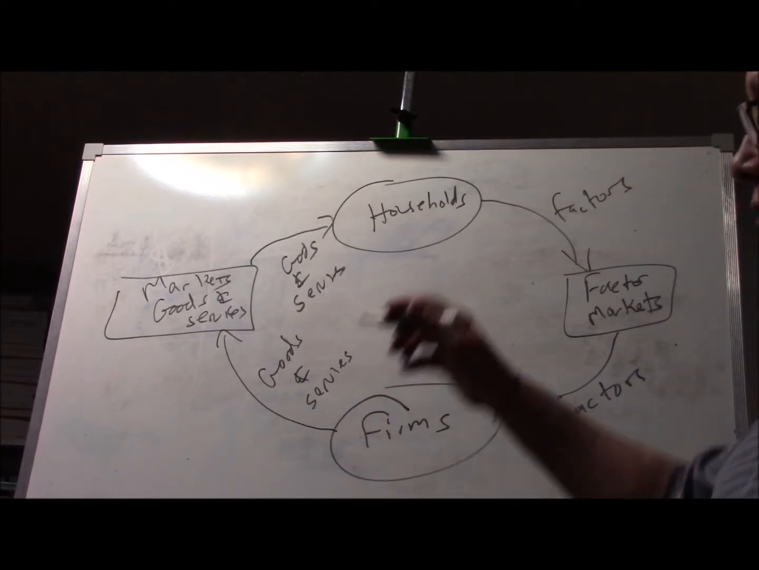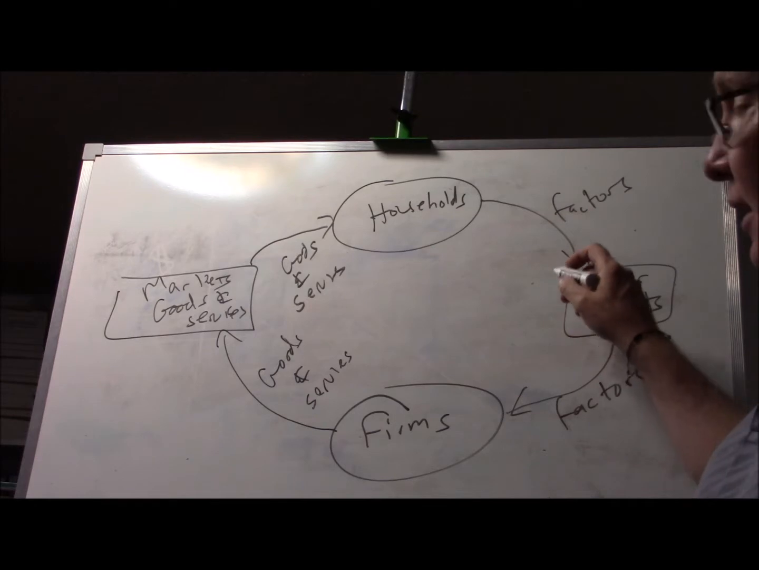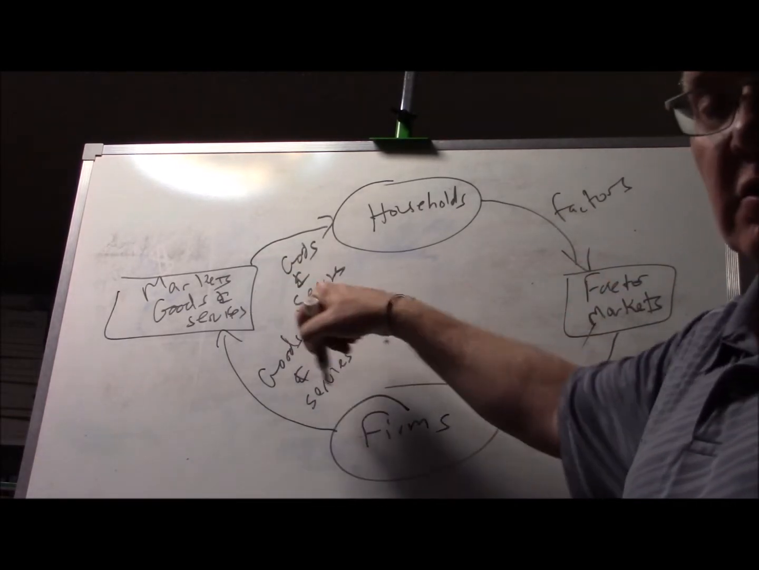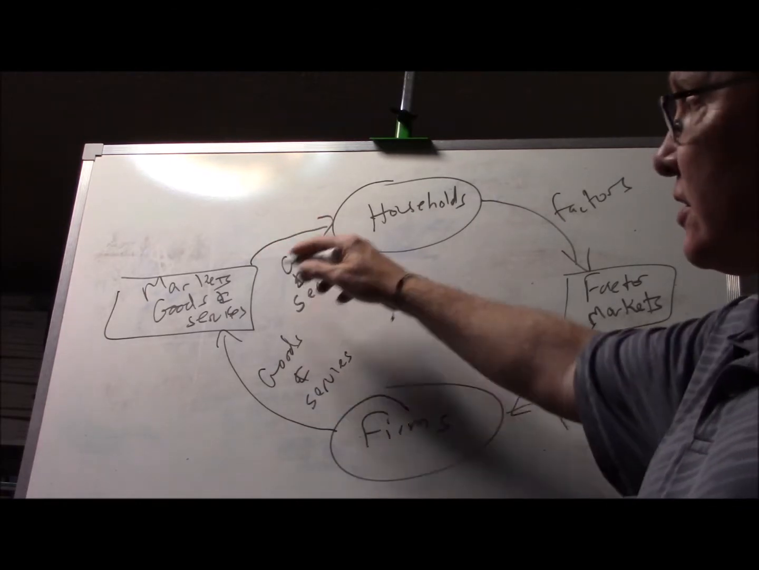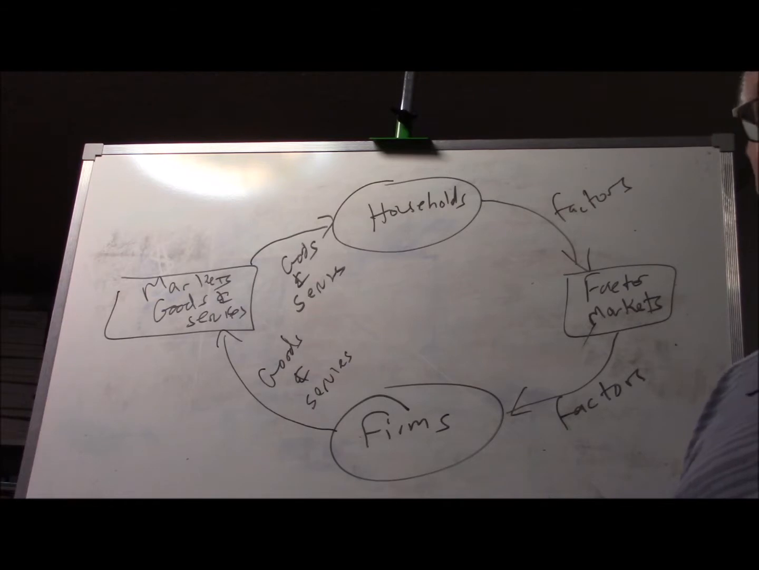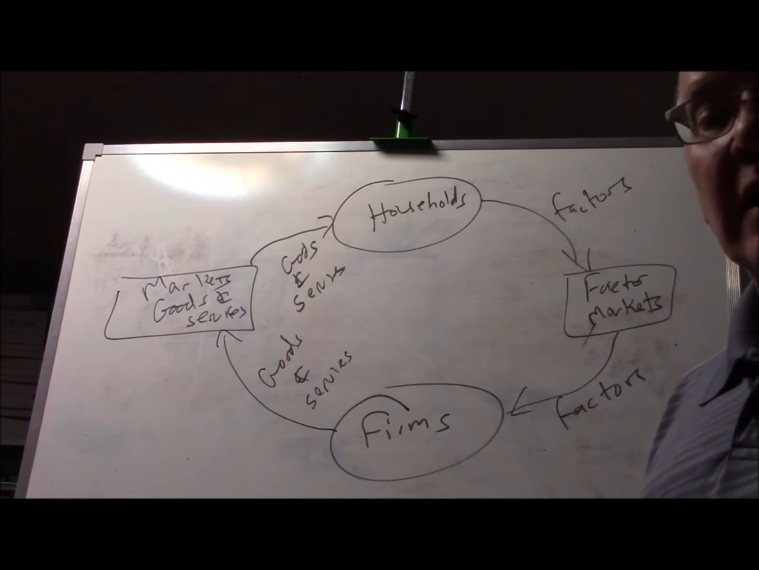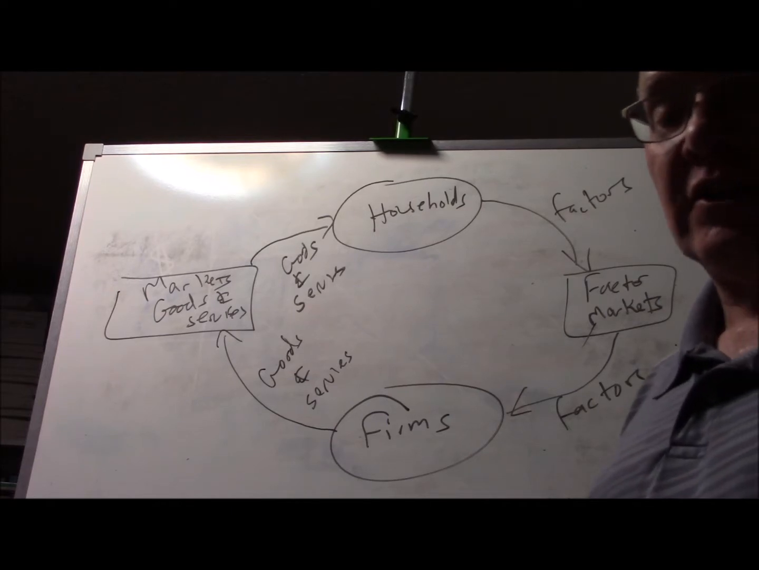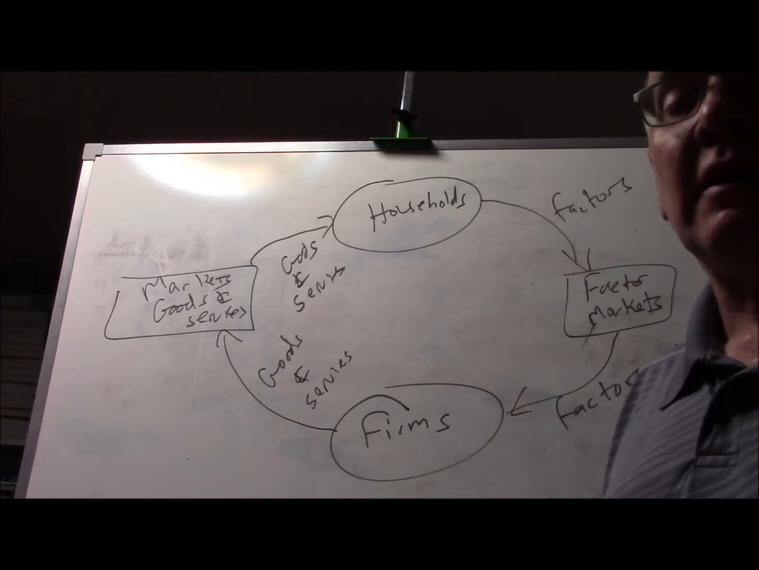So the household is actually the source of the factors that go from the factor market into the firms that use those factors to produce the goods and services that get back to the households. Now, all of this is about the real stuff moving around, and of course there's something else that's moving the other direction, which you can probably guess by now is money.